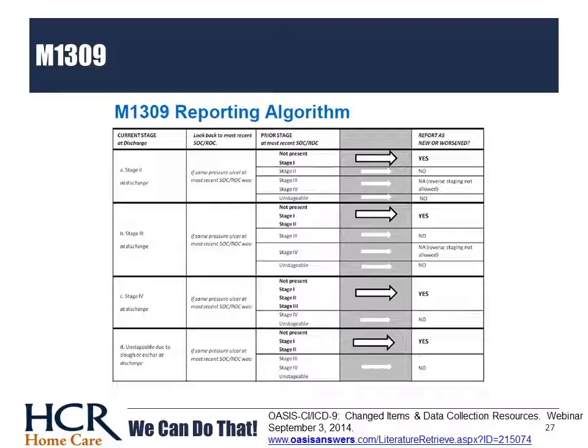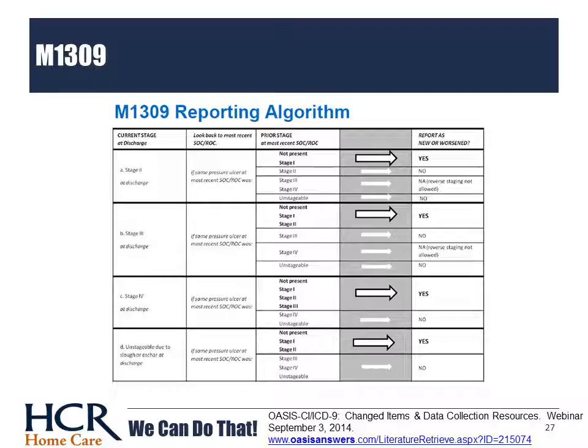Now, looking at that stage 2 pressure ulcer at discharge, if at the most recent start of care or resumption of care it was a stage 3 or a stage 4, well then something's wrong here, because remember, we do not reverse stage. So you can see in that final column, NA, reverse staging is not allowed. That would indicate that something has gone wrong here. That wound was not staged correctly either at the start of care, or it's not being staged correctly at the discharge.